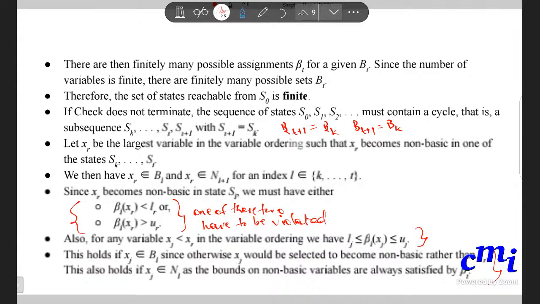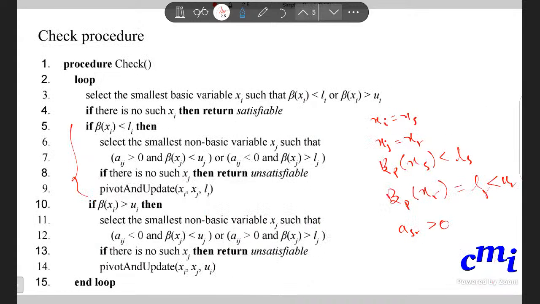It's the negation of this part on line 7. Correct? Yeah. Negation of this part. Correct. So this. So since xj, since we didn't pick xj, we have that basically either it should be great.